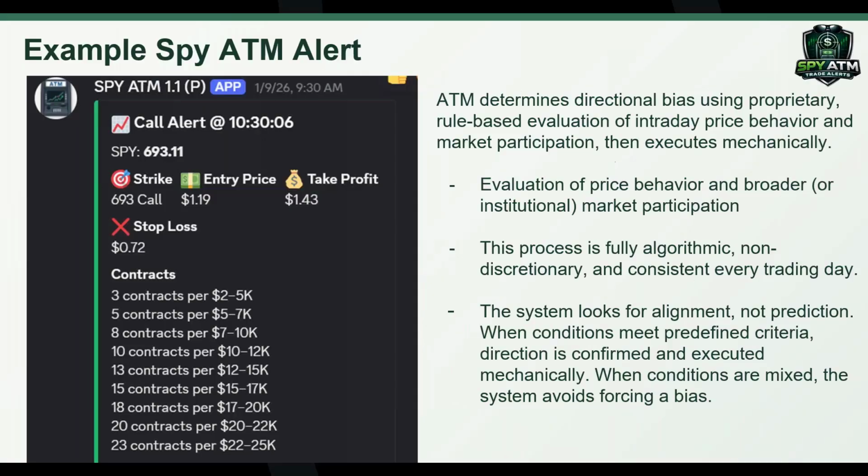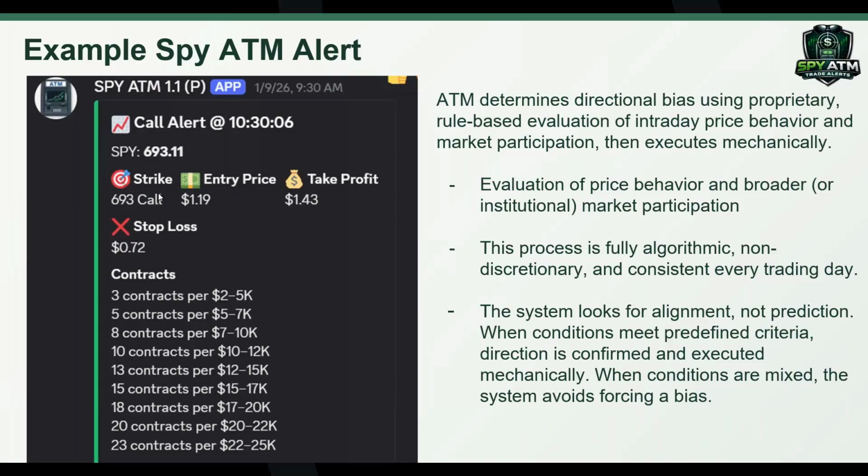Here's an example of what a trade actually looks like. These trades are issued at 10:30 in the morning. You can see up the top left here, 10:30 in the morning. This is a call alert, and it's when SPY was at 693, and you get given the strike price, the options, the entry price, and the take profit price, so 119 and 143, with the stop loss as well here.